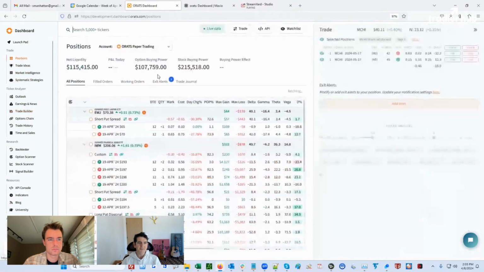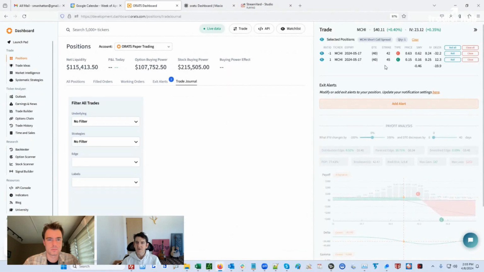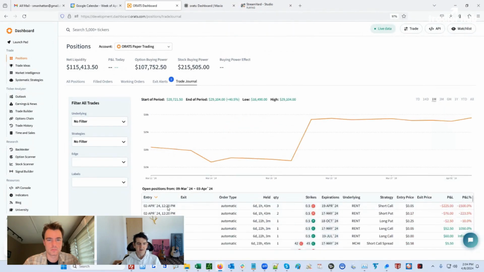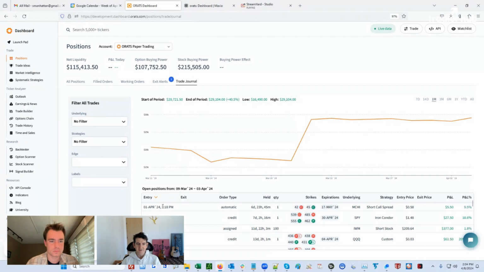Sometimes I like to look at our trade journal. Again, we've been teasing it. We're going to release it in earnest pretty soon, but I could go back to just to see. Our last show is at this time on April 1st, so I could see the trade that we did, and indeed that was the 58 cent short call spread. So it's kind of nice to be able to see these in this type of a table.